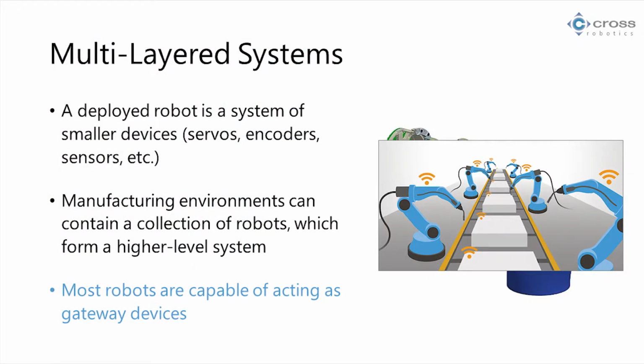Multi-layered systems. Like I said before, a deployed robot is really a system of smaller devices, right? And they all work together to make a higher order system. A manufacturing environment with a bunch of systems can form an even higher level system with its collection of robots. Most robots are actually capable of acting as gateway devices if you configure them properly. The pre-processing capability isn't necessarily always available on a robot out of the box, but the capability to connect to a network and push data is usually there on a robot, certainly on the UR.